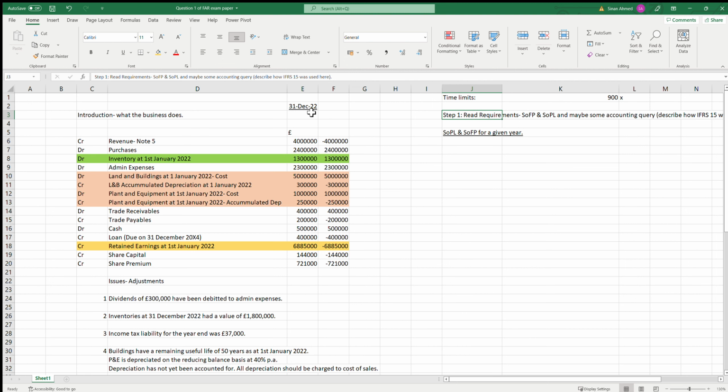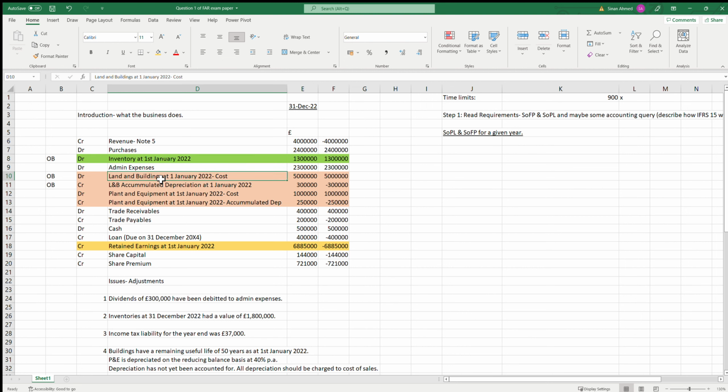Next thing I would do, or next thing I personally do, is to have a quick look through the TB. It's worth looking through the TB actually, because you pick out the balances that are opening balances, okay? What I mean by that is, for example, we have the opening inventory here, if our year end is 31st December 22, but we don't have the closing inventory, so that's probably going to be an adjustment, right?